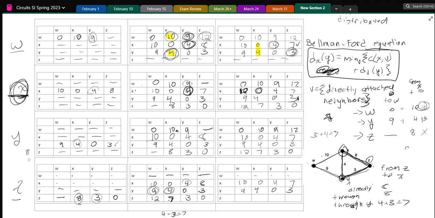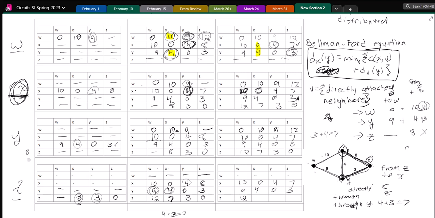And z. So from z to w, we currently have 12. So if we go through x, it would be 10 plus our cost to get to x, which is 7. That's 17, which is not less than 12. To go through y, it costs 9 from y to w, and it costs 3 to get to y, so that's 12, so that is the same.